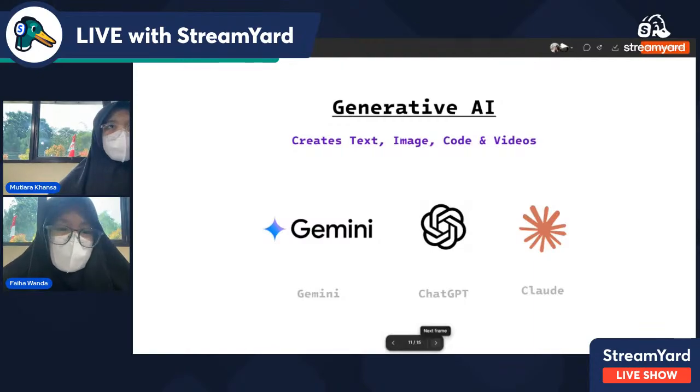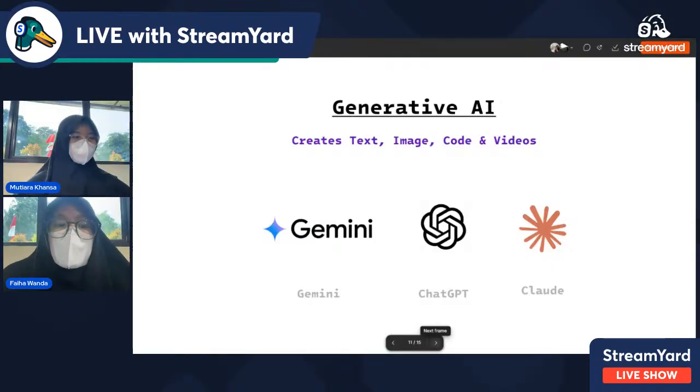Okay, we already understand the different types of AI. The next question is, how does AI actually work? Let's go through them one by one.